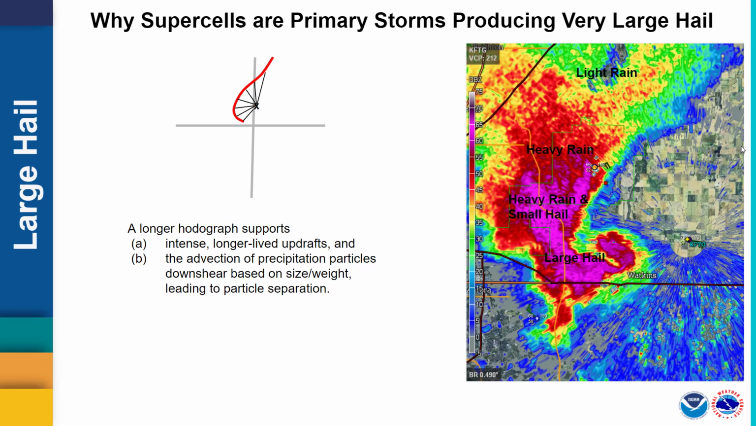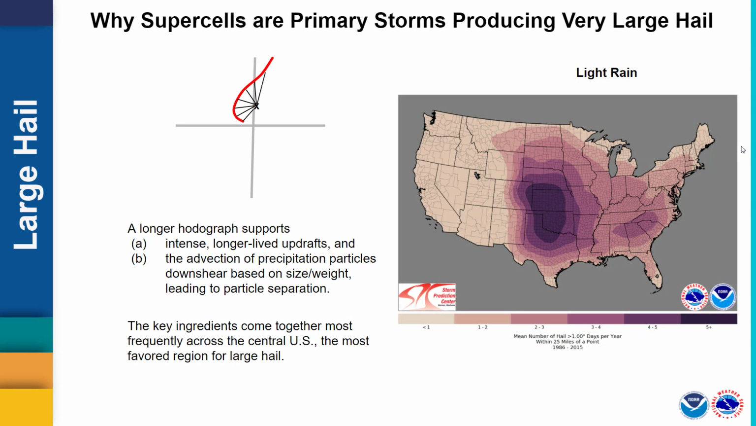or hailstones. Environments favorable for very large hail tend to occur most frequently across the central United States, where we more often see the combination of high instability resulting from very steep lapse rates near the surface and aloft, and longer hodographs that support particle separation.